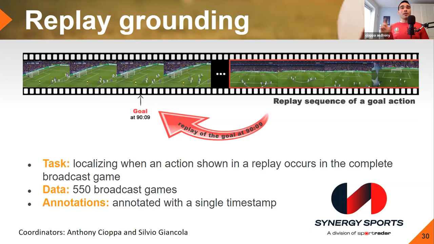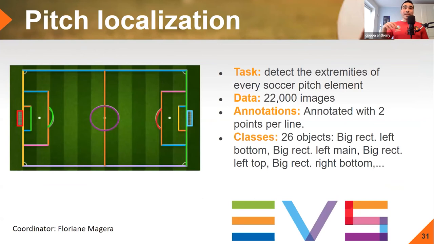Regarding the new tasks, we first have two tasks related to camera calibration. Camera calibration is a very important task for many interesting applications, such as offline analysis, or integrating graphics into live productions. So here we define two tasks. The first one is soccer pitch marking and goalpost localization. This first task consists in detecting the extremities of every soccer pitch element that is captured in the image. A soccer pitch element, for instance, is a line or a goalpost bar. The data consists of 22,000 images taken from the 33,000 SoccerNet frames, but we have to remove certain frames since some images do not contain enough lines to be calibrated.